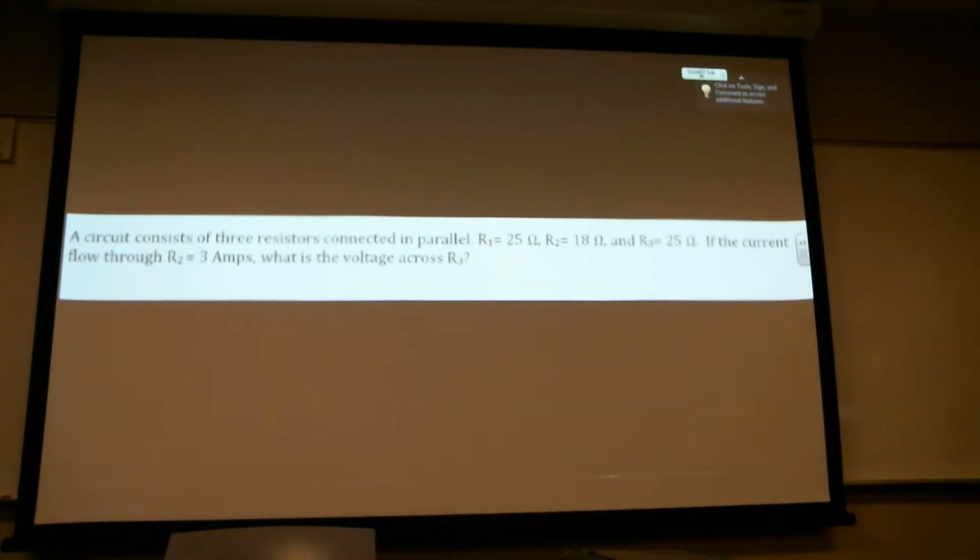Okay, so a circuit consists of 3 resistors connected in parallel. There's a 25 ohm and a 18 ohm and a 25 ohm. If the current flow through R2 is so many amps, what's the voltage across another? So they're parallel. So you know resistance and current for R2. And those 2 values will give you voltage. And it's parallel. So the voltage is going to be the same for all of them. You following me? Nothing new?